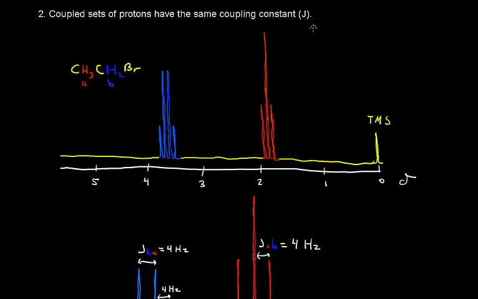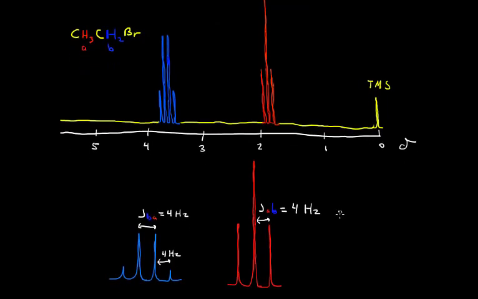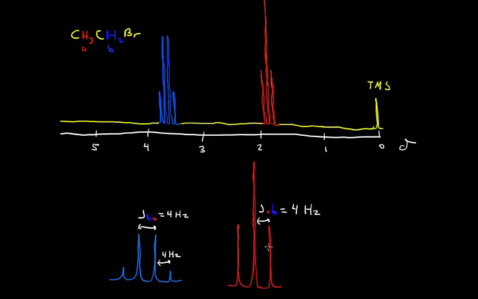Coupling constants are given the symbol J. So what in the world does this mean? Returning to our spectrum of bromoethane again, we've got our triplet and our quartet. I've expanded the triplet and quartet down below here. So here's our quartet, here's our triplet. The coupling constant is the distance between the resonances in these split peaks.